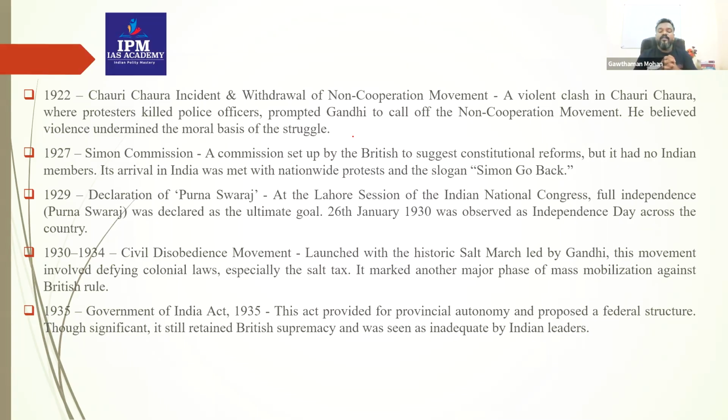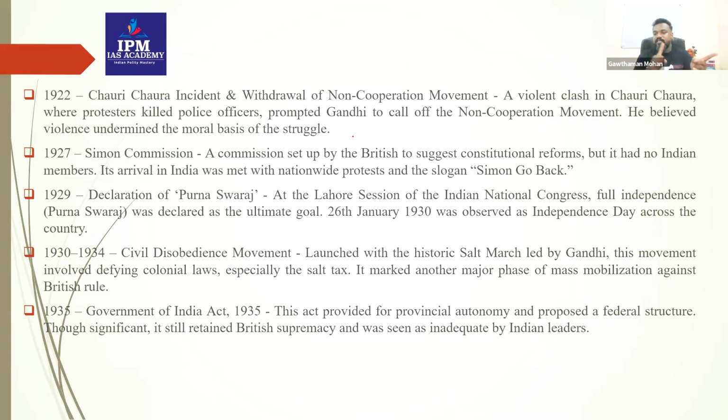Then 1930 to 1934 was a time period for civil disobedience movement, where we launched a historic Salt March, Dandi March. Okay, this movement involved defying the colonial laws, especially the salt tax. It marked another major phase of mass mobilization against the British rule.